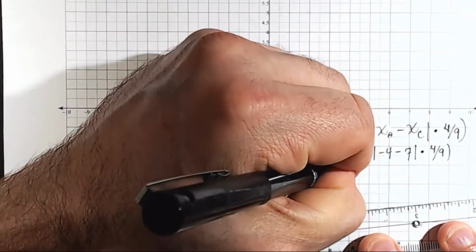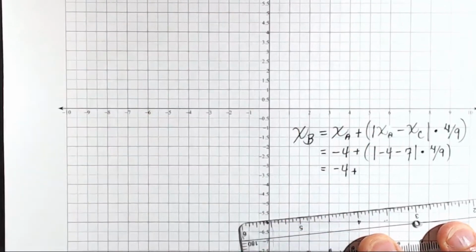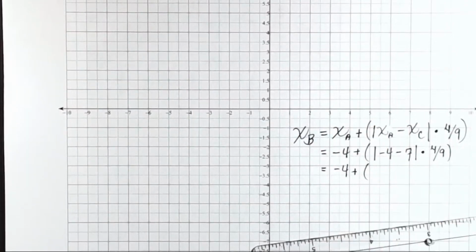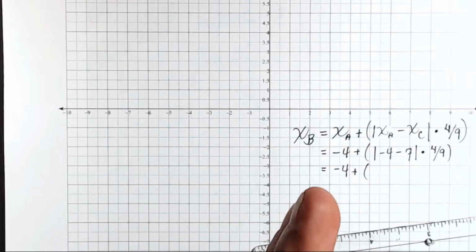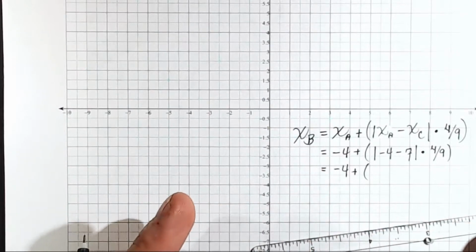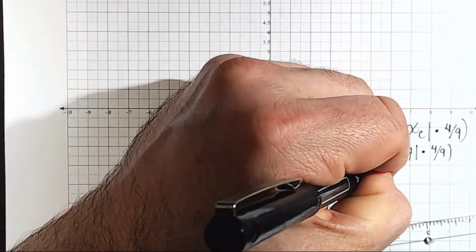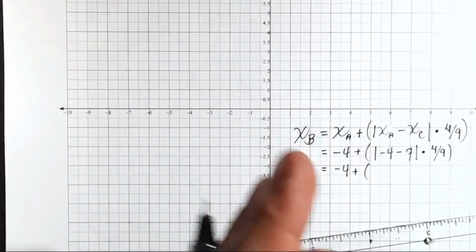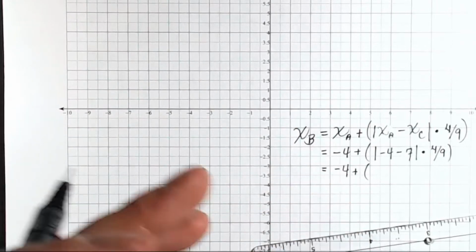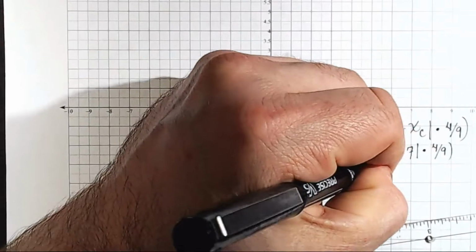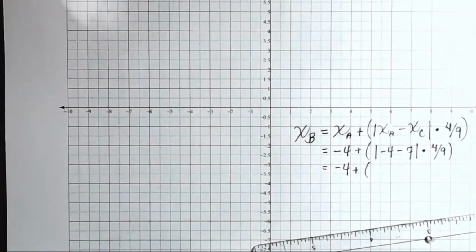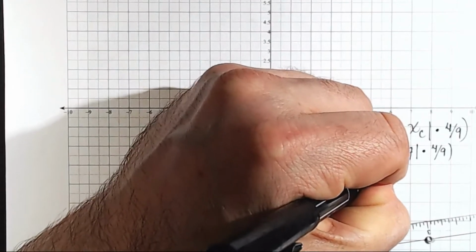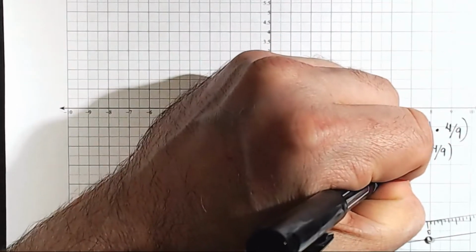So equals -4 plus, open parentheses, and then -4 minus 7 is -11. And so we're going to take the absolute value of -11, which gives us +11. So the absolute value of a negative number is a positive number, and the absolute value of a positive number is just a positive number. We're only making it positive. Okay? Because you can't travel a negative distance. That's the basic idea. And so now we've got here 11, and we're going to multiply that by 4/9.